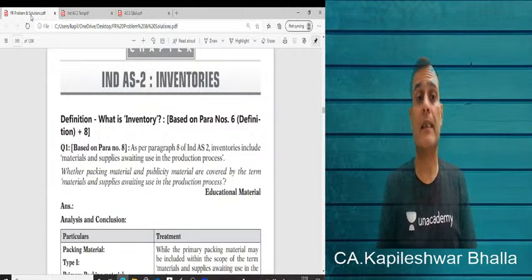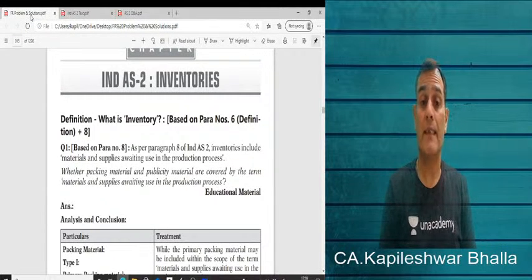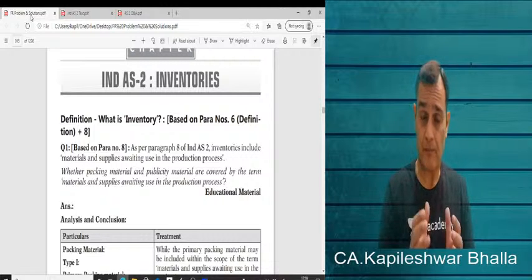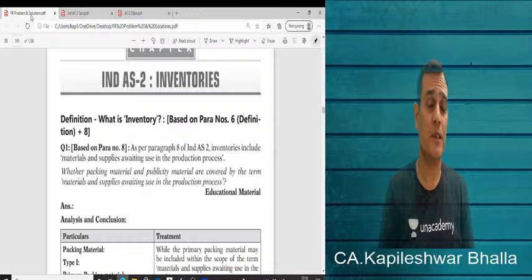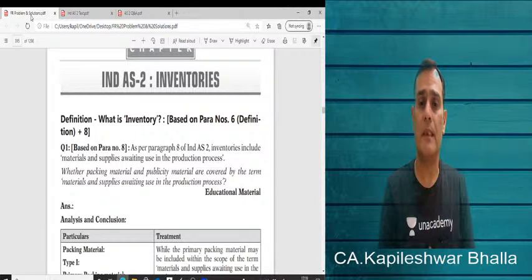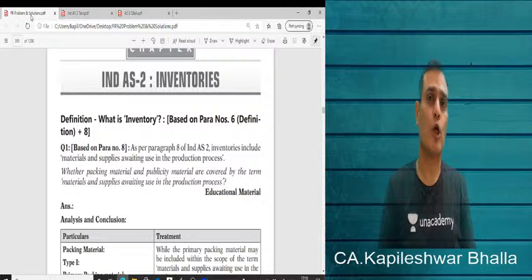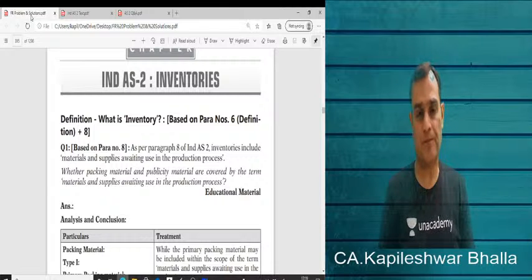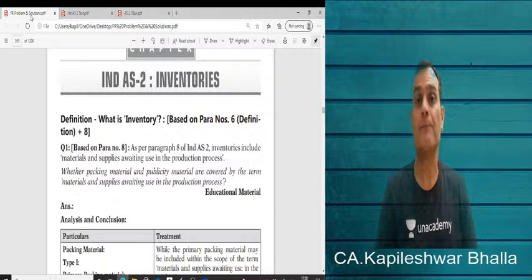So it says that inventory includes material and supplies awaiting use in the production process. The question which was asked in the education material is: is packing material and is publicity material covered under clause number C of the definition? I'll quickly give you some inputs. Don't worry, the notes will come later.